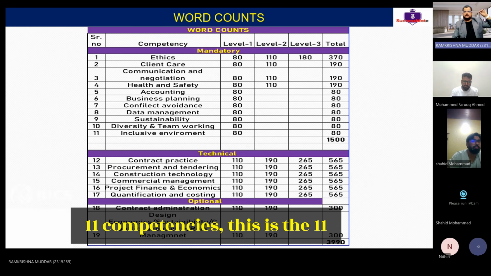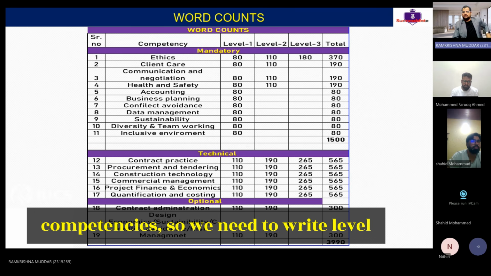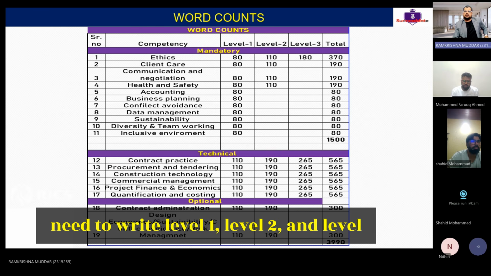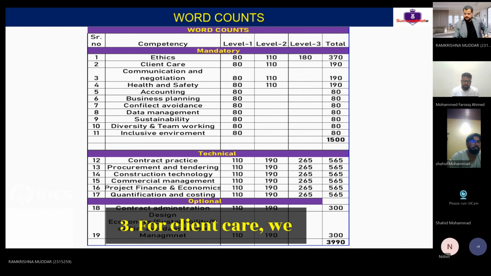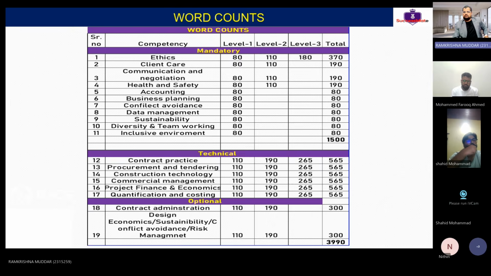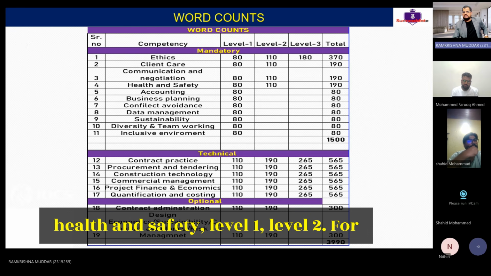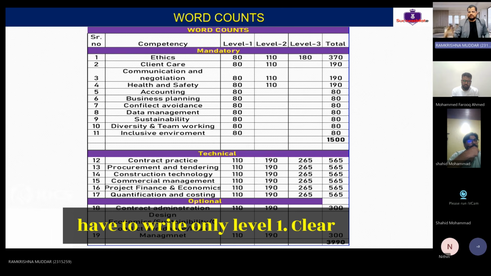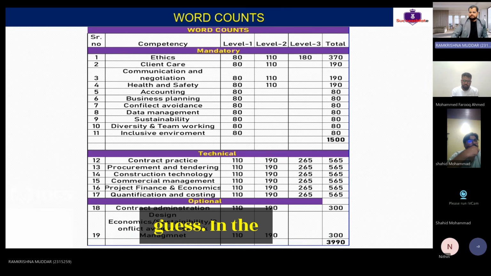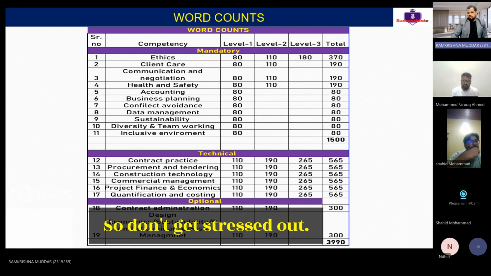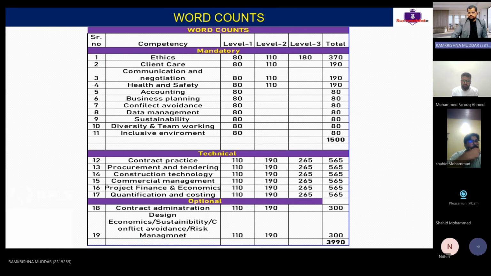If you see the 11 competencies, we need to write level 1, level 2 and level 3 for ethics. For client care, we need to write level 1 and level 2 only. For communication, level 1, level 2. Health and safety, level 1, level 2. For accounting to inclusive environment, we have to write only level 1. Clear, guys? In the next slide, I will explain what is level 1, level 2 and level 3. So don't get stressed out.